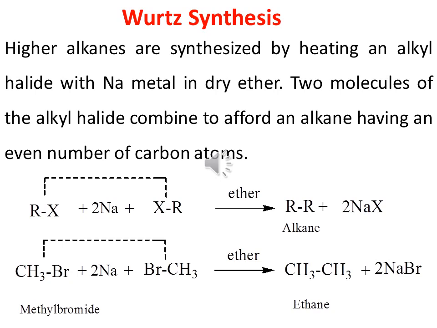Alkanes are synthesized by heating an alkyl halide with sodium metal in dry ether. Two molecules of alkyl halide combine to afford an alkane having an even number of carbon atoms. However, the Wurtz synthesis has some limitations. Number one, methane cannot be prepared by Wurtz synthesis. Number two, it always gives even-numbered alkanes, so the odd-numbered alkanes cannot be prepared with this method. Number three, the reactions involving tertiary alkyl halides fail to give the Wurtz synthesis, so tertiary alkyl halides cannot be used.